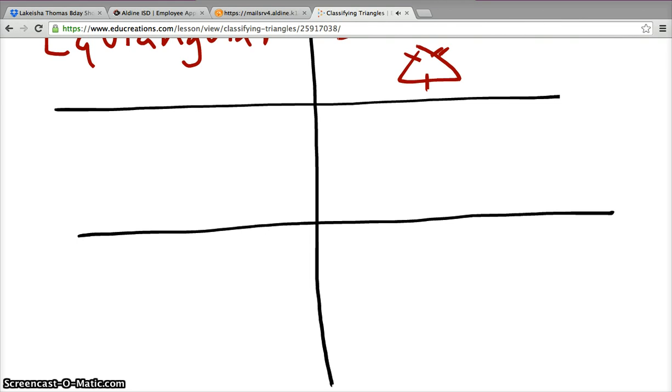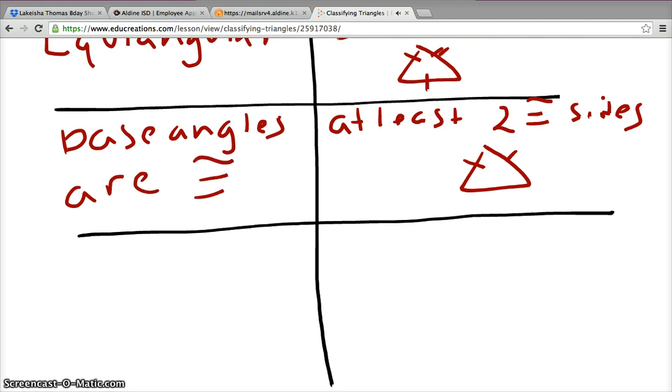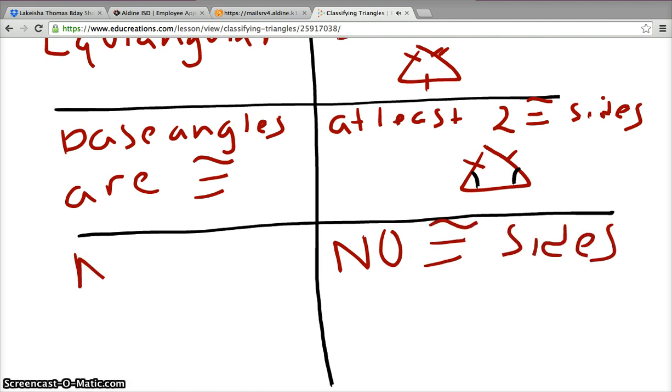Okay. For isosceles, you need to have at least two congruent sides. And this one, the base angles are congruent. So that means that this angle is congruent to this angle. Okay, and scalene, no congruent sides, no congruent angles.